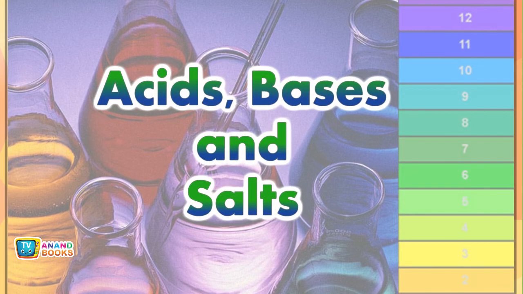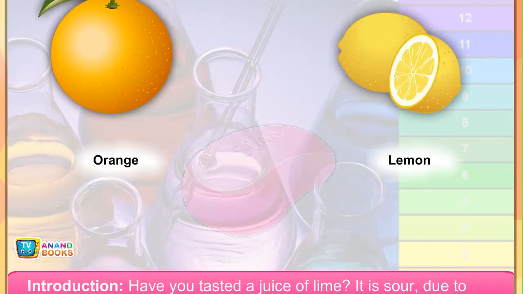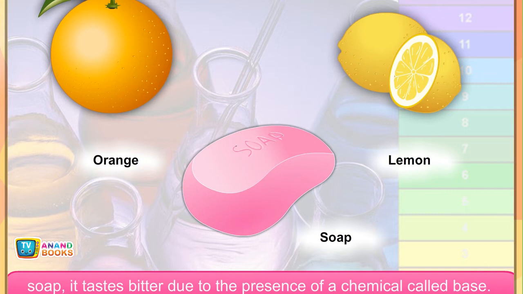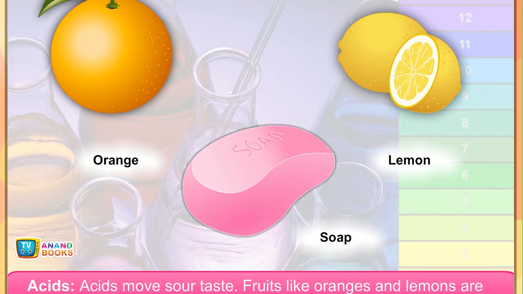Chapter 5. Acids, Bases and Salts. Introduction. Have you tasted a juice of lime? It is sour due to presence of a chemical called acid. Similarly, if you taste some soap, it tastes bitter due to the presence of a chemical called base. Acids. Acids have sour taste. Fruits like oranges and lemons are sour in taste due to presence of a weak acid, citric acid.